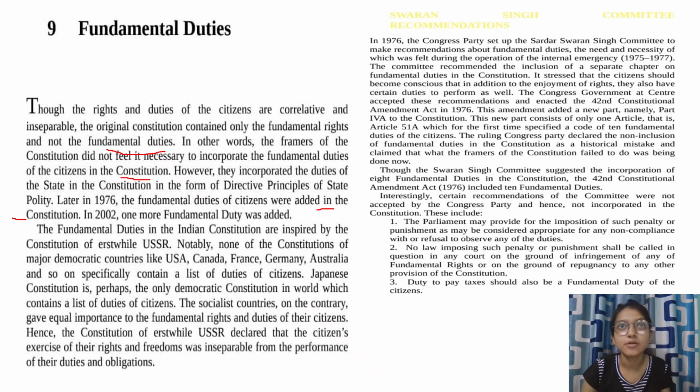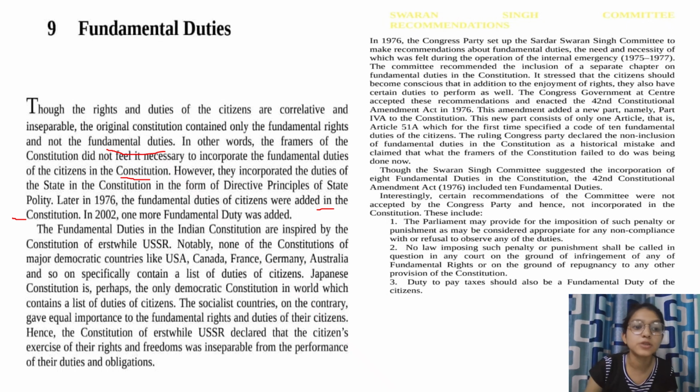When we write regarding our Indian Constitution, we all know that it is a borrowed one. For example, various provisions have been taken from other countries by seeing their models. Likewise, the fundamental duties have been inspired by the Constitution of erstwhile USSR. So when you are preparing a note or writing an answer on fundamental duties, you have to mention this part in order to get better marks.